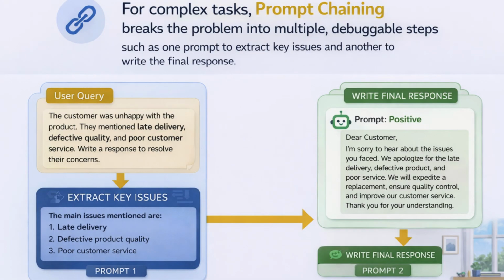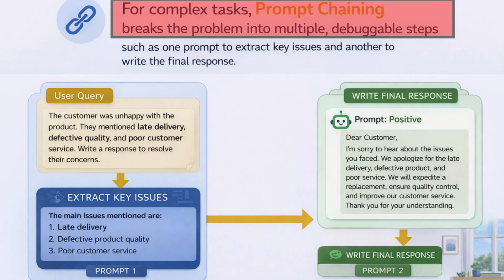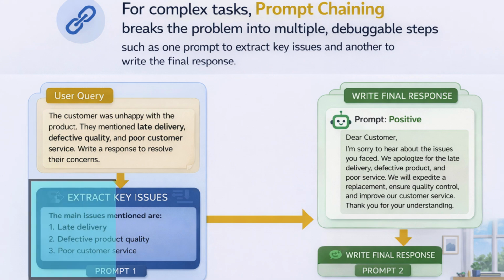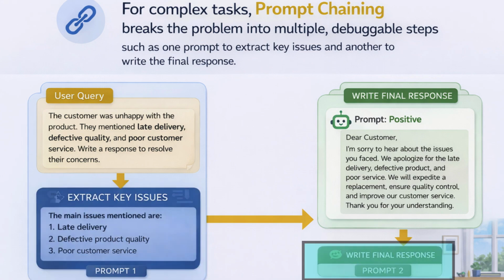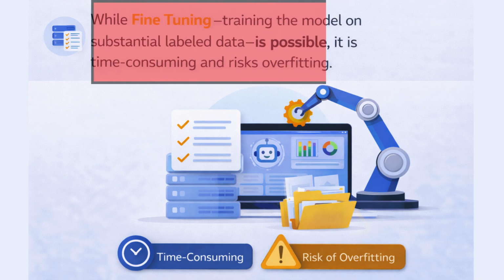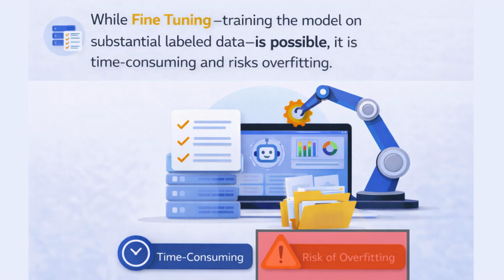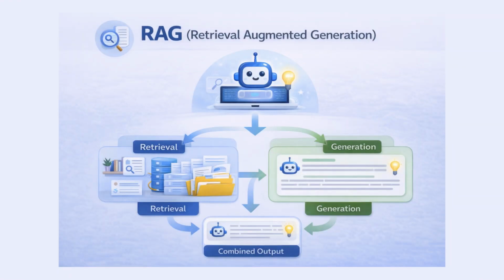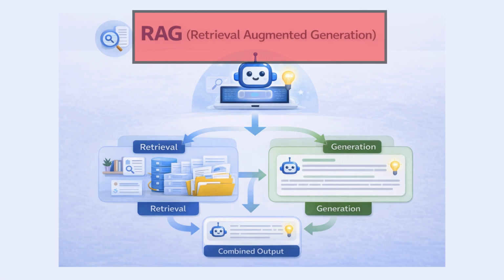For complex tasks, prompt chaining breaks the problem into multiple debuggable steps, such as one prompt to extract key issues and another to write the final response. While fine-tuning, training the model on substantial labeled data, is possible, it is time-consuming and risks overfitting. This is why most production systems rely on Retrieval-Augmented Generation, or RAG.